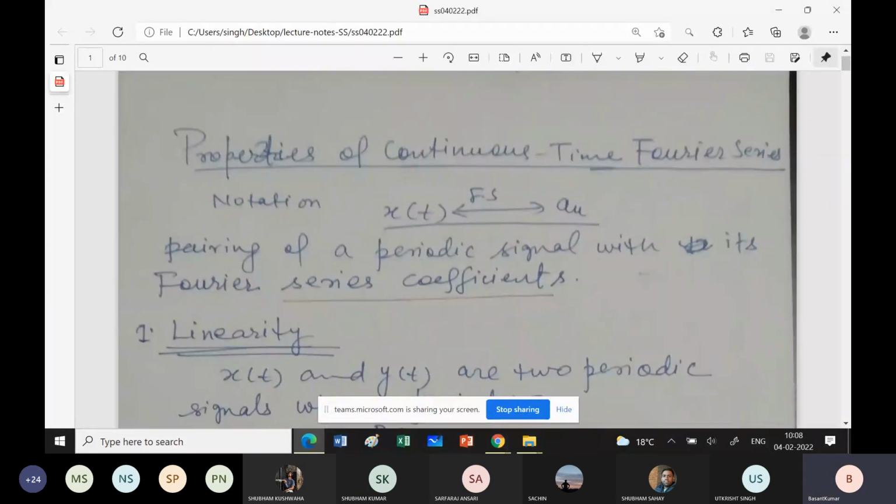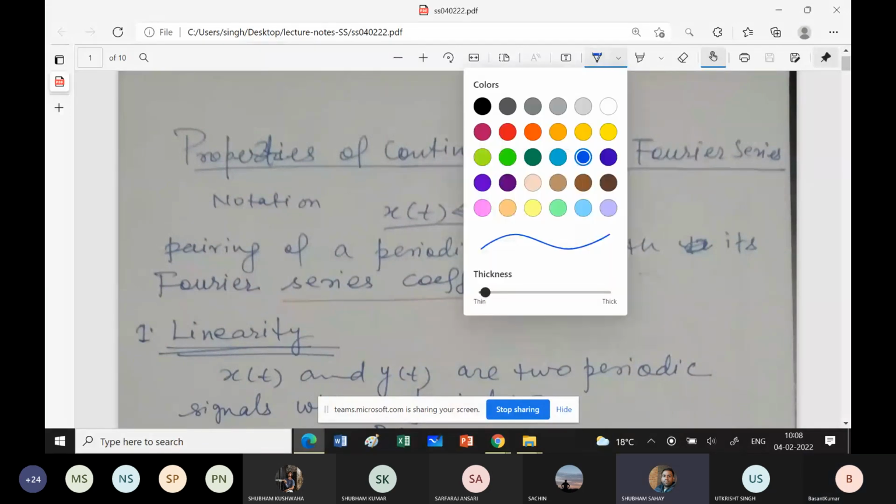So is the screen visible? Yes, sir, it is visible.